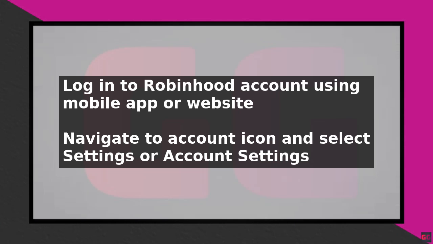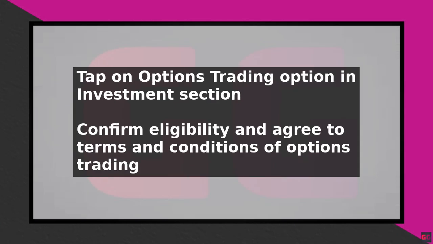From the menu, select Settings or Account Settings. In the Settings menu, scroll down to the Investment section and look for the Options Trading option. Tap on it to initiate the options trading application process. You will be asked to confirm your eligibility and agree to the terms and conditions of options trading.